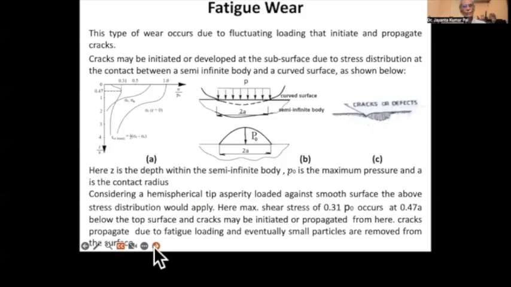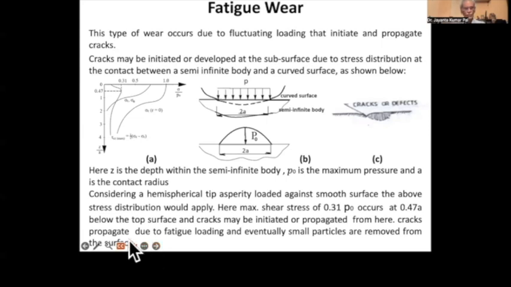Okay. Now this is another very important type of wear, which is fatigue wear. Now fatigue wear, as we all know, is due to the fluctuating load that initiates and propagates cracks. So it is basically the crack propagation at the interface that produces fatigue wear. Now, to understand crack propagation, we must understand the stress distribution.